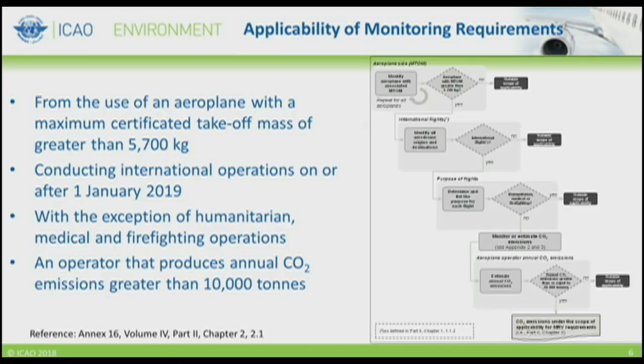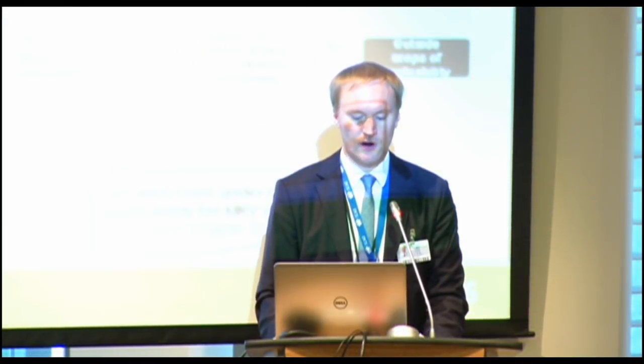And as already mentioned, the applicability of the MRV excludes certain kinds of aircraft. So if the aircraft is less than 5,700 kilos of maximum certificated takeoff mass, it's excluded. So no need to monitor CO2 emissions from small airplanes. Humanitarian, medical, firefighting operations are excluded. So this gives some relief for operators that are performing humanitarian, medical, or firefighting operations. And also, smaller operators are excluded from the MRV applicability. So if the operator produces less than or equal to 10,000 tons of CO2 on an annual basis, there's no need to do MRV for that operator. So small operators do not need to monitor their CO2 emissions under CORSIA.